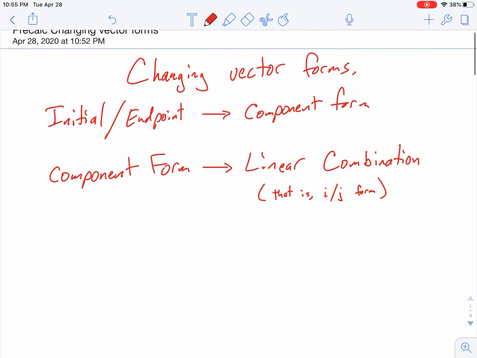Okay guys, I hope this lesson today is going to be quick and easy. Basically we're going to just learn about how to change vectors from one form to another. So we're going to focus on two tasks here. You're going to be given vectors that have an initial point and end point, and we're going to convert that to component form, and then we're going to convert component form to linear combination form. And there's really nothing difficult about this.